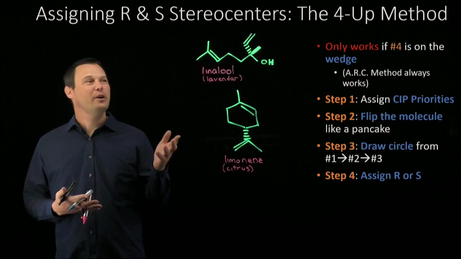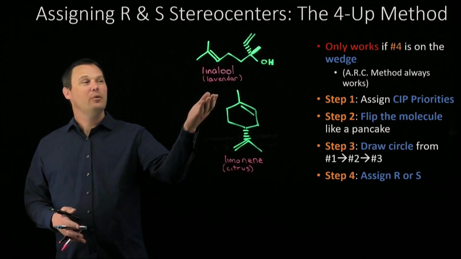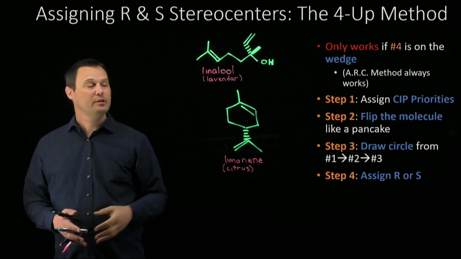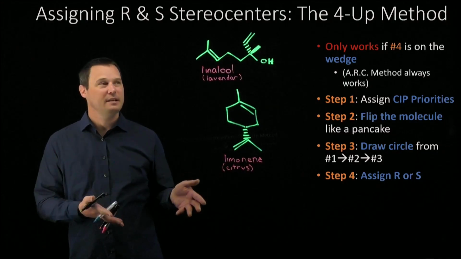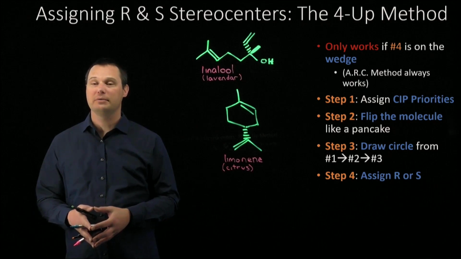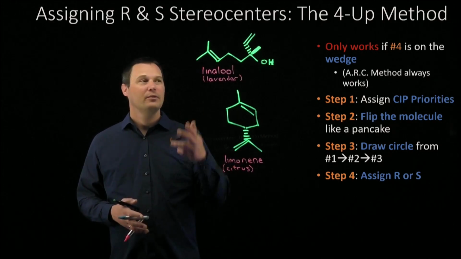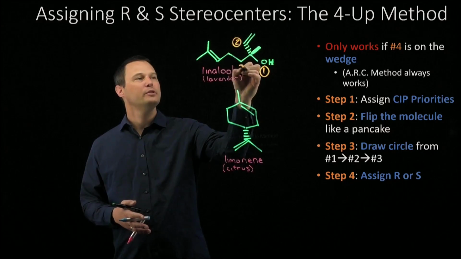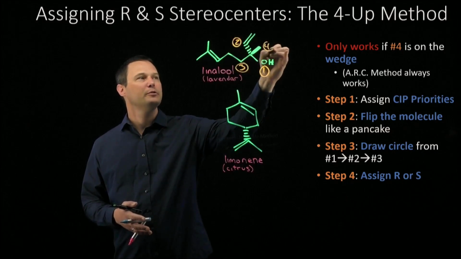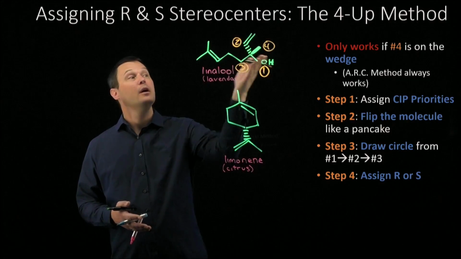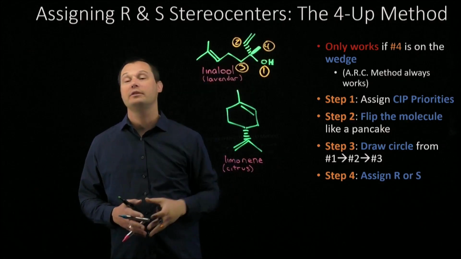Let's go through the 4-up method with these 2 molecules. Linalool, the primary fragrance component of lavender, and limonene, the primary fragrance component of citrus. Pause the video, take a second on your own to see if you can use the 4-up method to determine R and S for these molecules. Step 1, assign the SIP priorities. For linalool, the alcohol is priority 1, the alkene is priority 2, the chain is priority 3, and the methyl group is priority 4. Notice there's actually no hydrogen attached to the stereocenter, but priority number 4 is still pointed towards you on the wedge.